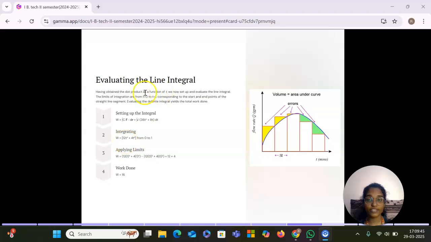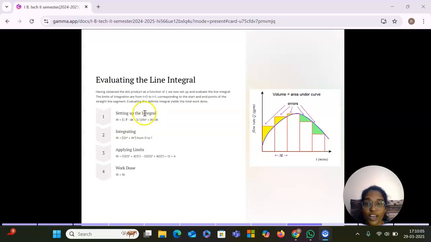Now W equals, we are integrating those things, so 12t cube plus 4t squared from 0 to 1. Now W equals 12t cube plus 4t squared, and we are applying the limits. We are getting 12 plus 4. Therefore the work done is 16. We are getting the work done from this question.